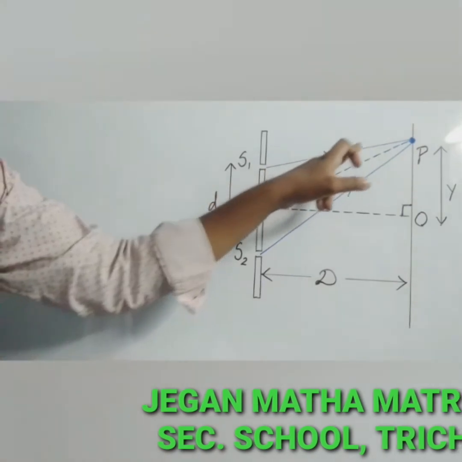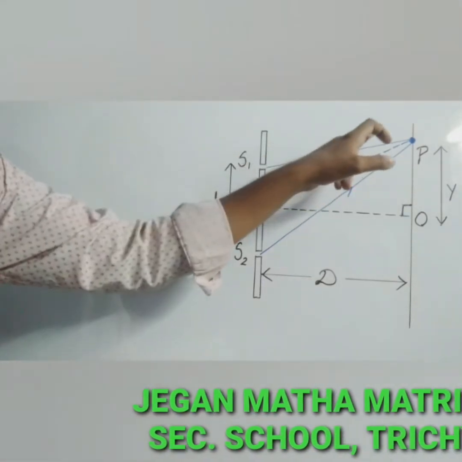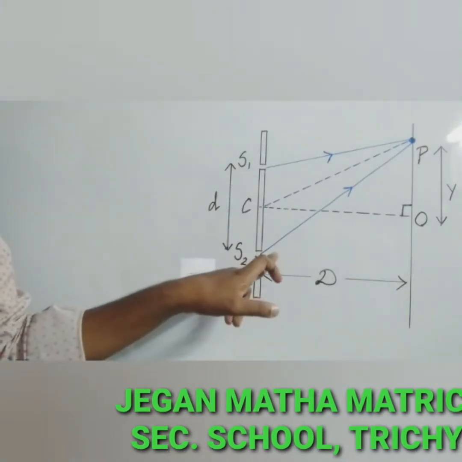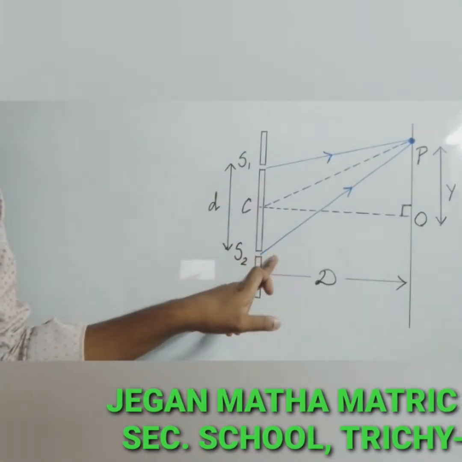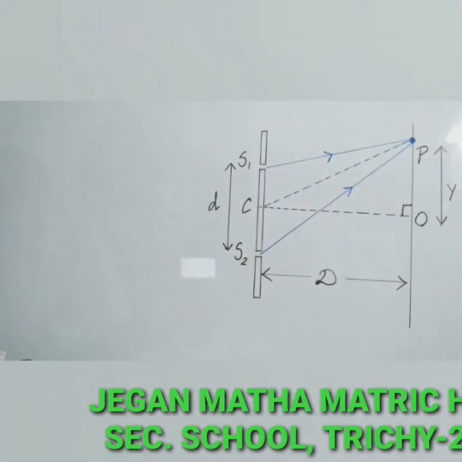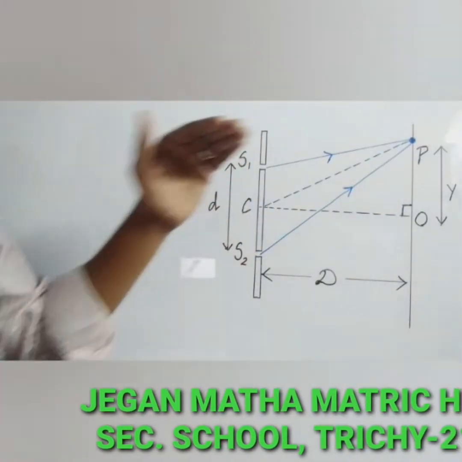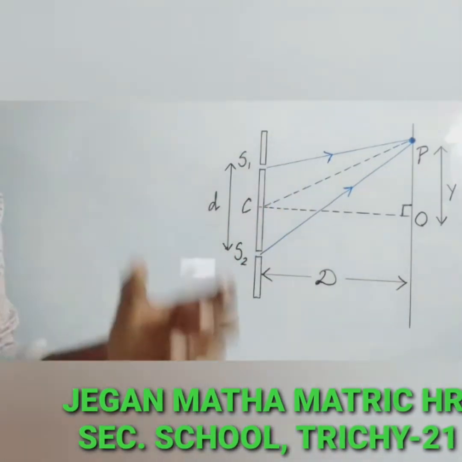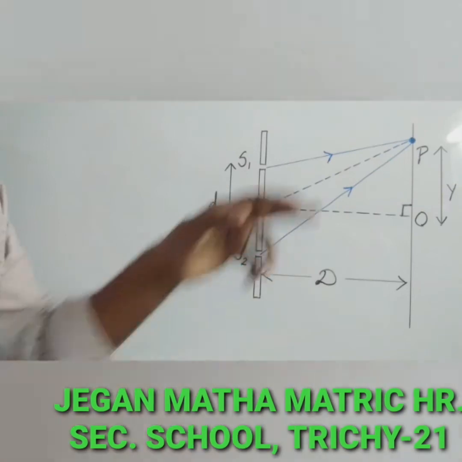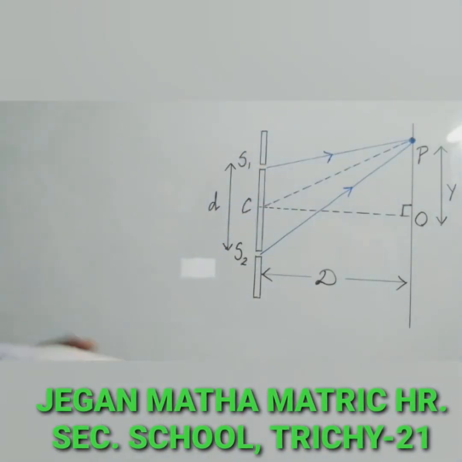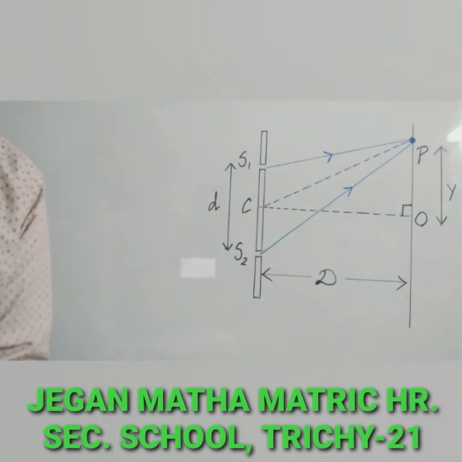For this wave which starts from S1, it's going to cover less distance to reach the point P, whereas for this wave which is starting from S2 will take a longer distance to reach the point P. So there is a path difference between these two waves. That path difference only decides the interference that happens at the point P. We have to find the path difference between the two waves.